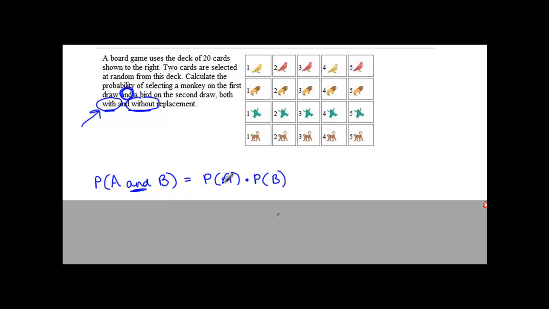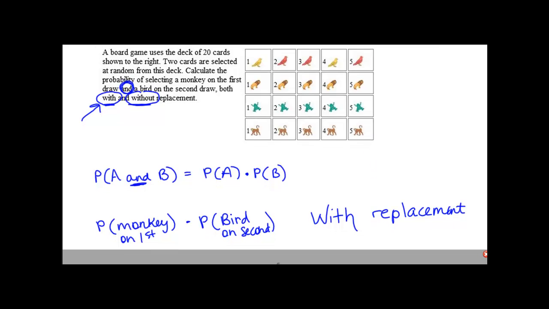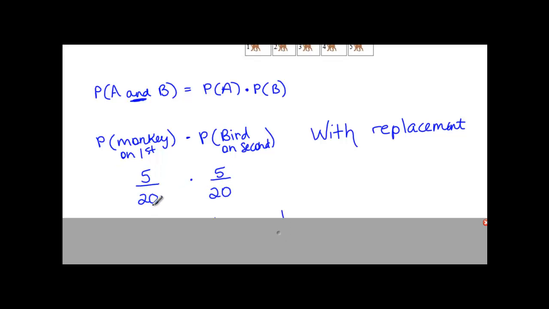So we find the probability of the first event, which in this case would be drawing a monkey on the first draw, and then the probability of drawing a bird on the second draw, and we'll assume that we replace that card. So to find the probability that on the first draw we would draw a monkey, there are 5 cards that have a picture of a monkey on them out of a total of 20 cards. So the probability of drawing a monkey would be 5/20.